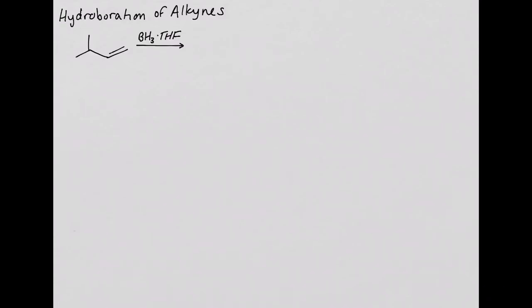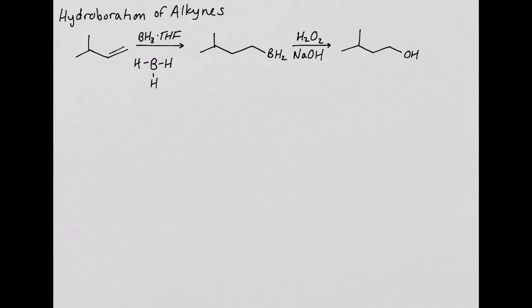Remember that the structure of borane looks like this. The boron center is electron deficient, making a good target for the nucleophilic alkene. The alkene adds to the borane in such a way as to create the less substituted borane intermediate. In the final step, peroxide and sodium hydroxide oxidize off the borane to give the alcohol. This results in anti-Markovnikov addition of water.